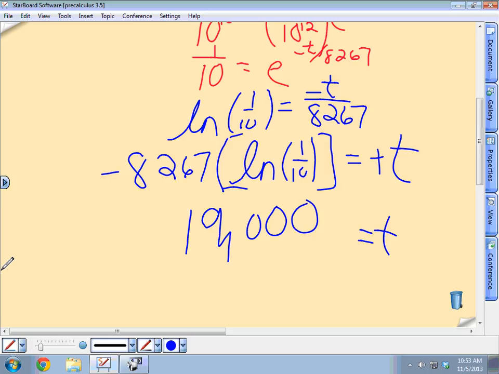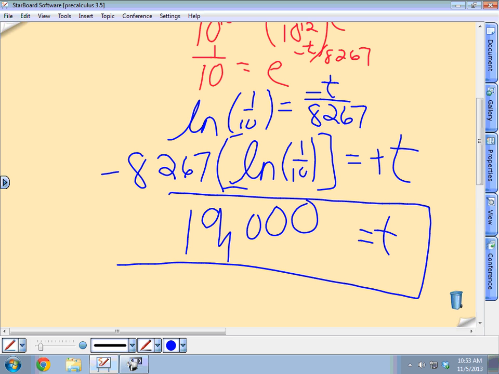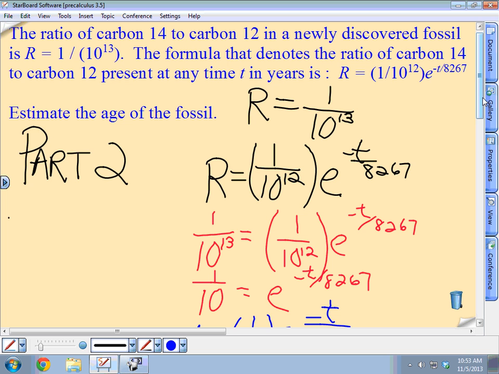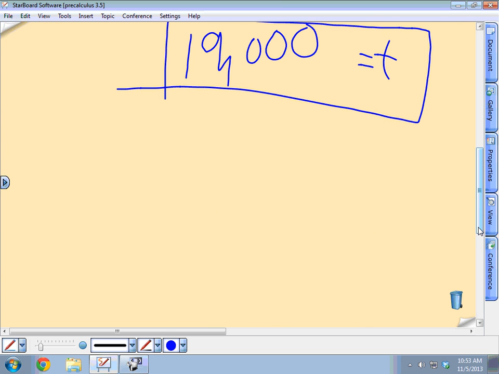But that's not part of the class. This is pre-calc. They want you to say 19,000 years because it asked to estimate the age of the fossil, and it wants it in years. So you could have said 19,035 years. You would never have the decimal. But for fossils, the book says that you can estimate into the thousands of years.